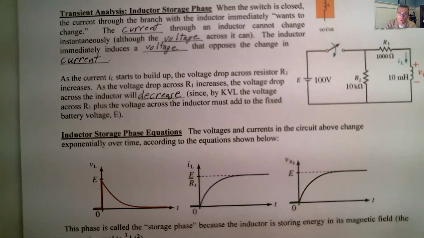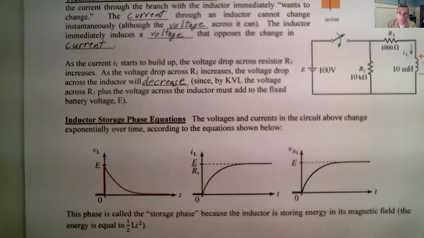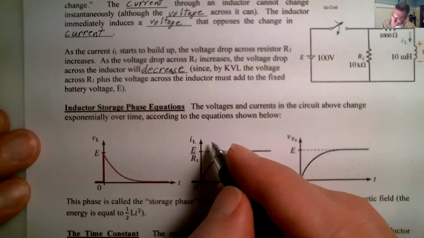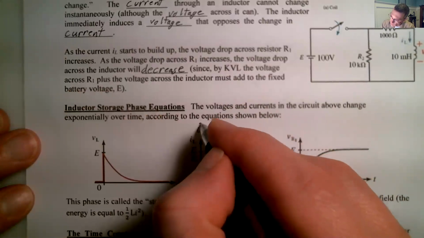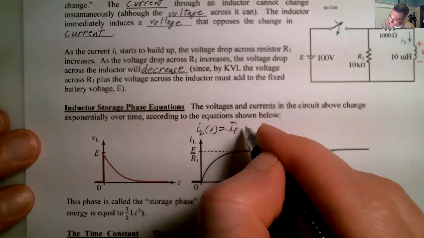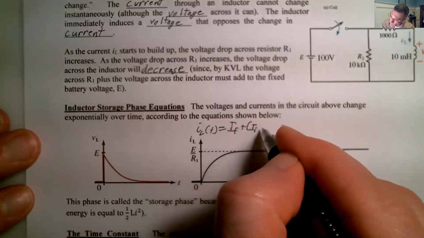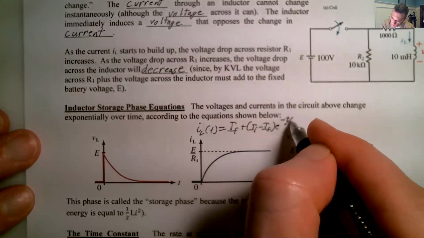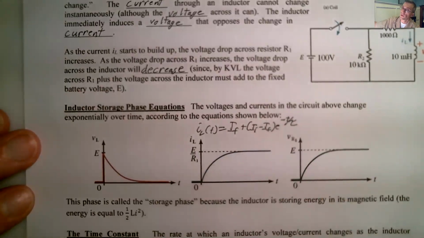Okay, so what's that mean? Well, in the inductor storage phase, the voltages and currents change exponentially with time, right? So now, what's the current? Well, IL of t is equal to I final plus (I initial minus I final) times e to the minus t over tau. Okay, do we have to remember that? No, still don't need to remember that.